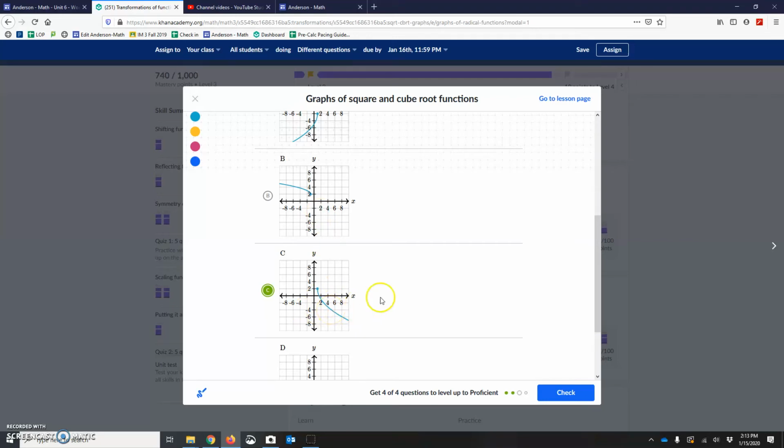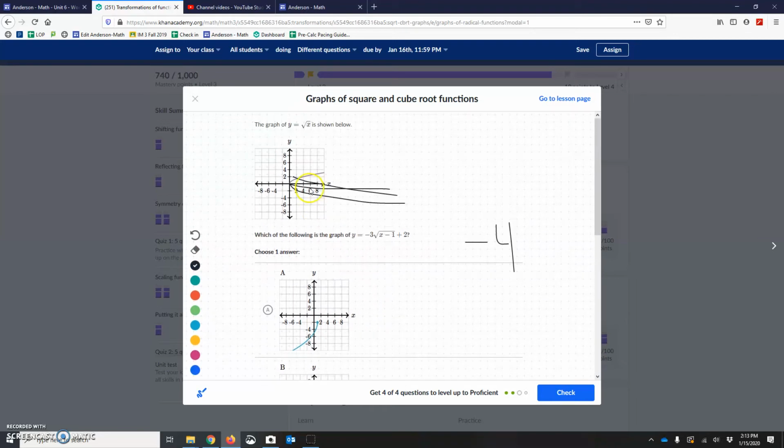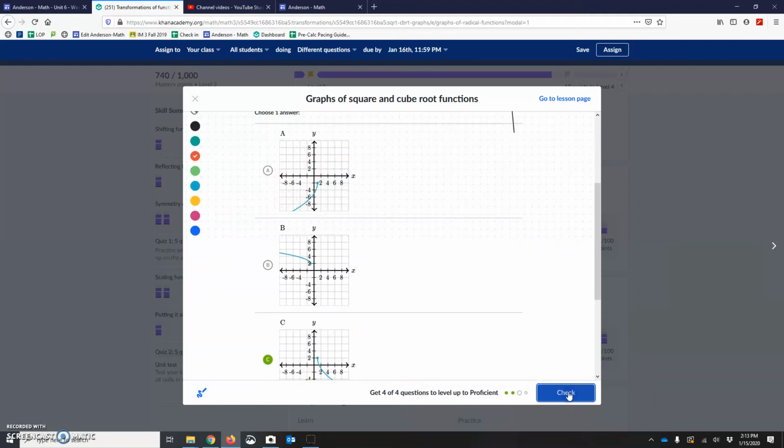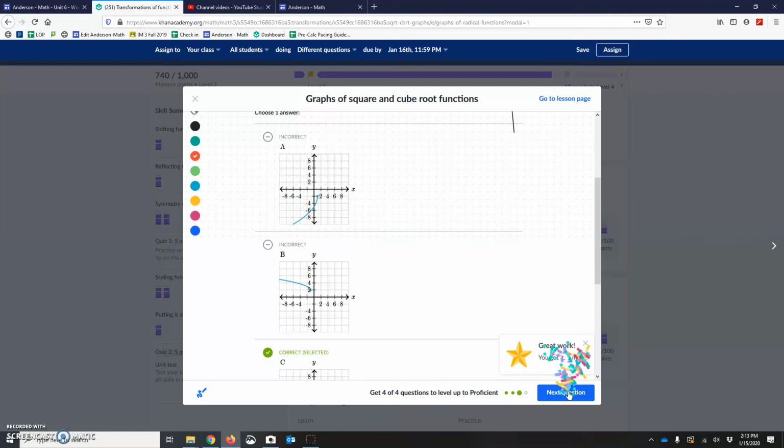So does C. When I stretched it, I stretched it the wrong way. I stretched it outwards. I should have stretched it downwards. So remember I did my negative 3 from here to here. I should have gone down a little more. So C is the answer. There you go. See, check your work.